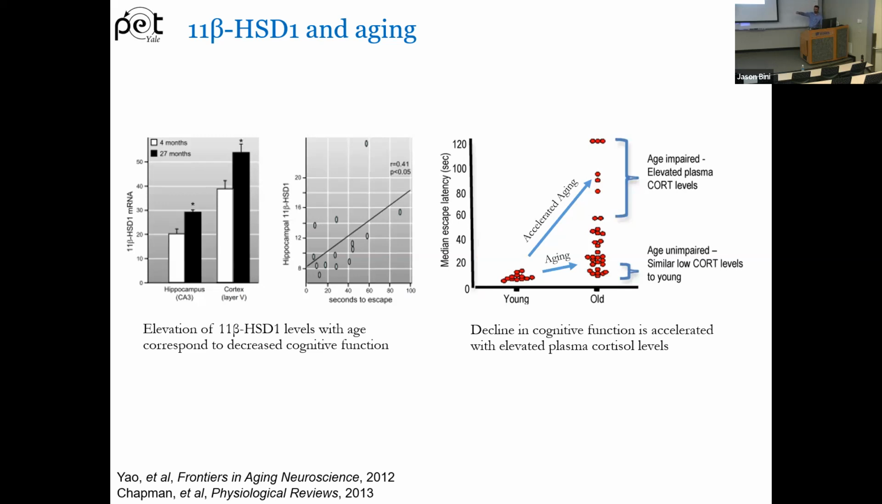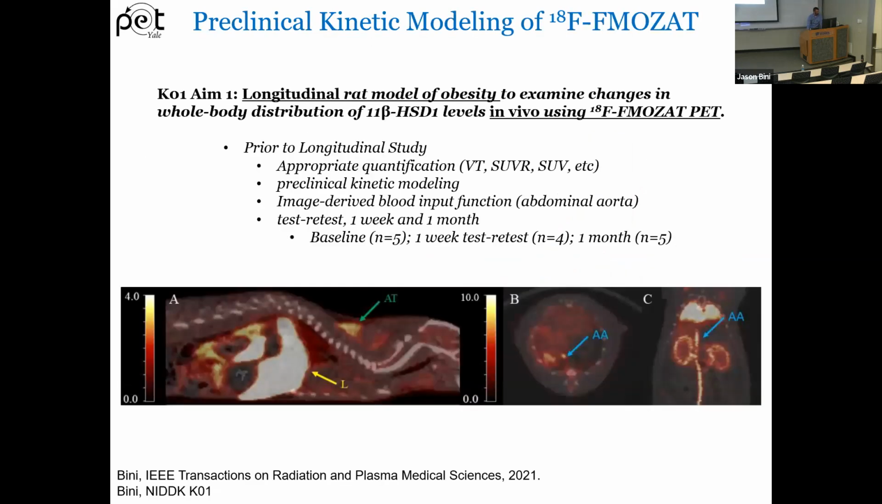So there's a group of high cortisol rats versus low cortisol, and they're much slower at escaping mazes and some other cognitive function tests as well. So we moved into a preclinical model. We're doing obese and lean Zucker rats, and for a lot of the PET imaging we take blood samples and try to use that to model the tracer going in and out of the tissue of interest.